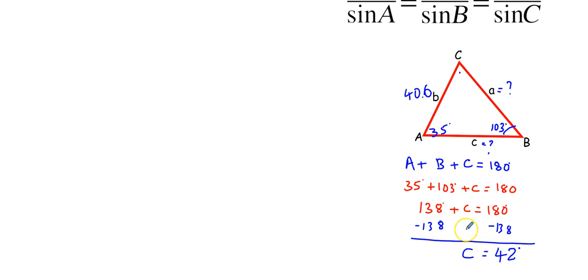78, 42 degrees is the measure of angle C. Instead of all these steps, you can directly add those to 35 and 103 is how much? 138. Take away from 180. That's 2 here. 7 minus 3 is 4. 42 degrees. This is the whole story.